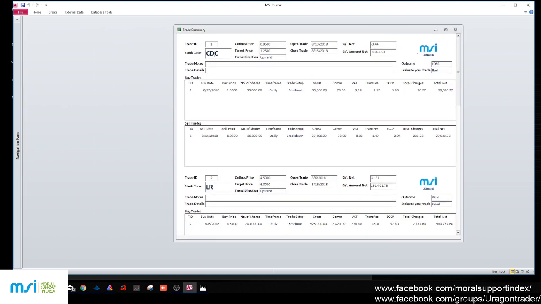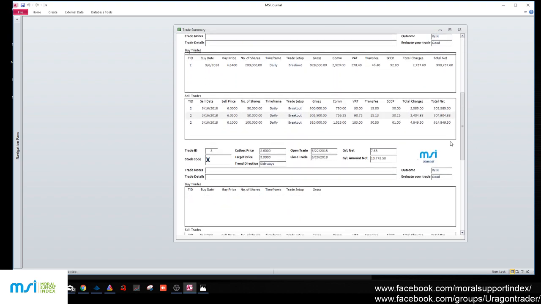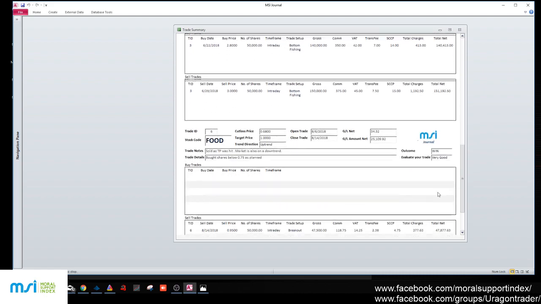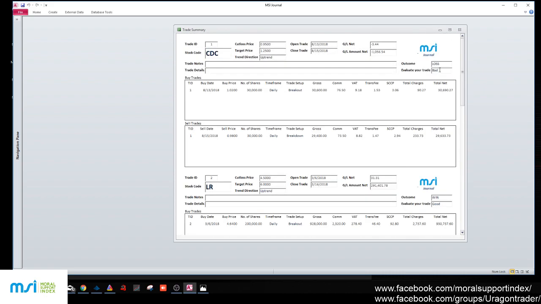So this is my trade on CDC. I have one buy trade and one sell trade. So it's basically similar to what you saw in the form. Ito, nilagay lang natin siya sa report para makita natin lahat. Okay, so all the trades makikita nyo dito. Meron kayong summary, and it's also printable.